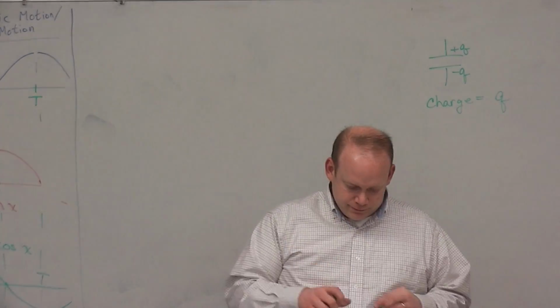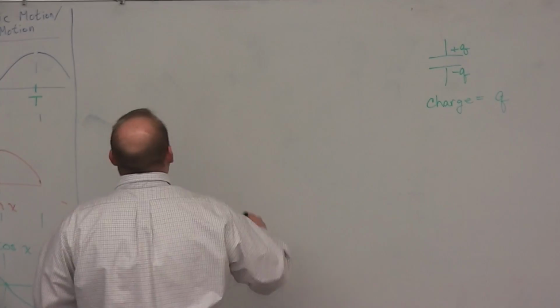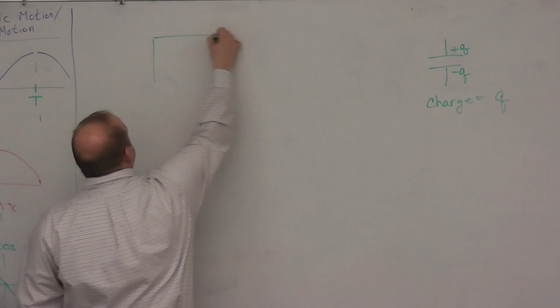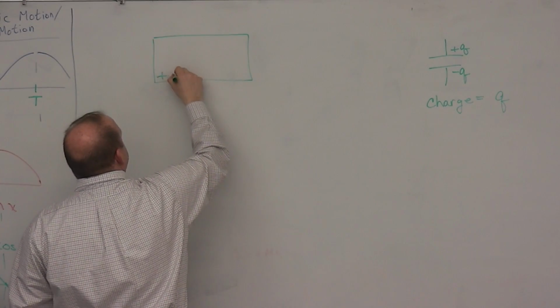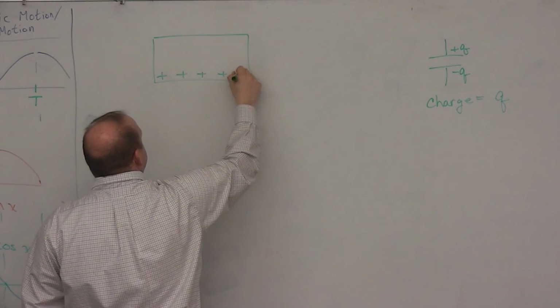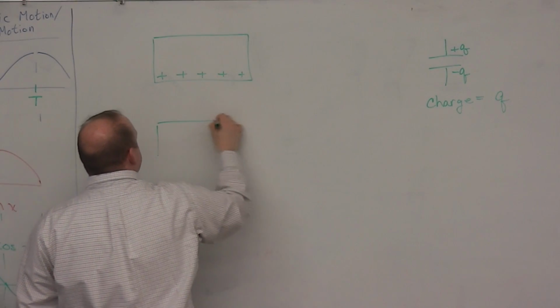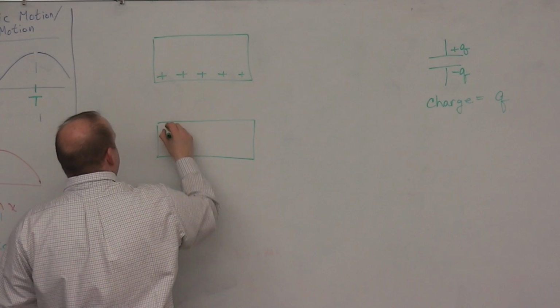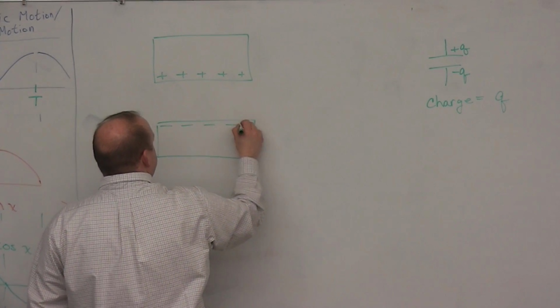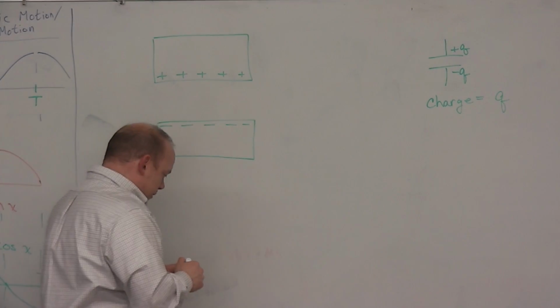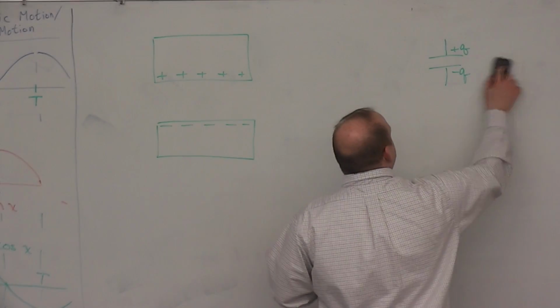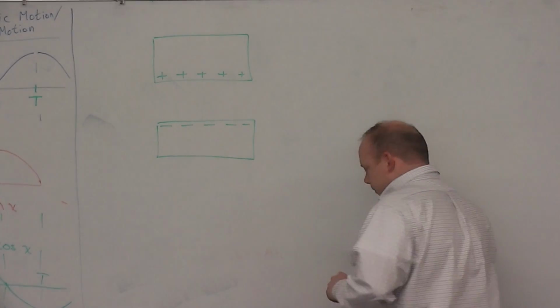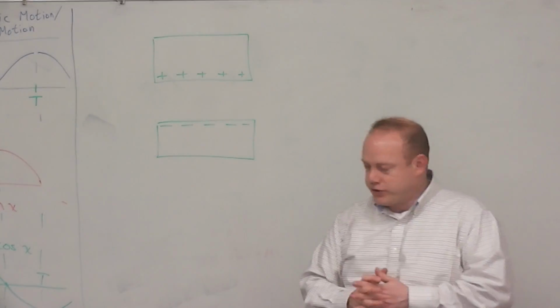So now, let's just say that I have this capacitor that's charging up. I'm going to have one plate here be positively charged, and I'll have another plate here that's negatively charged. And we want to figure out what the capacitance of this is. Well, in order to do that, we have to look at the ratio of the charge to the potential difference.